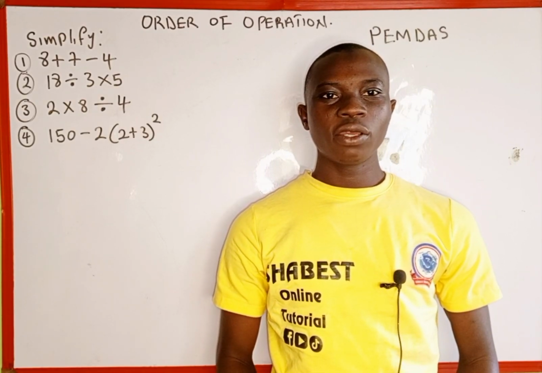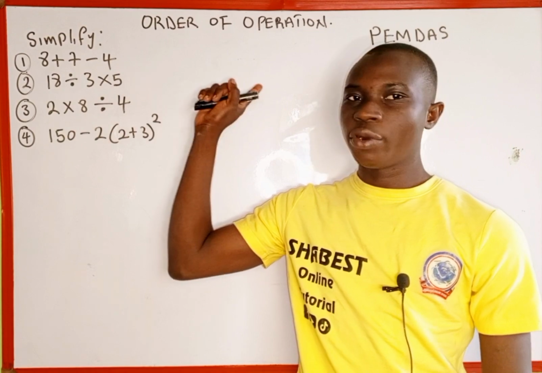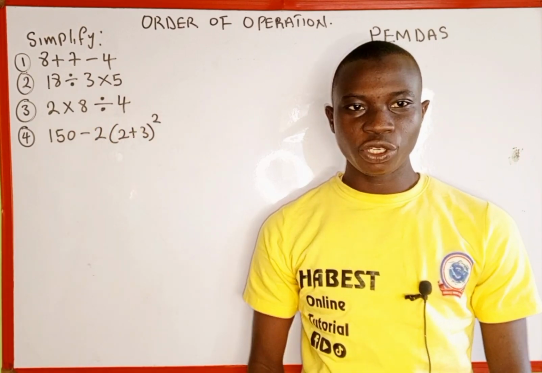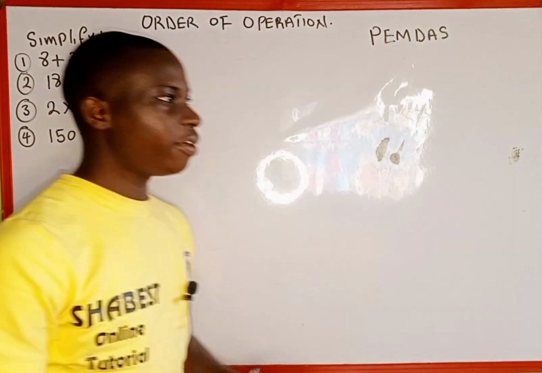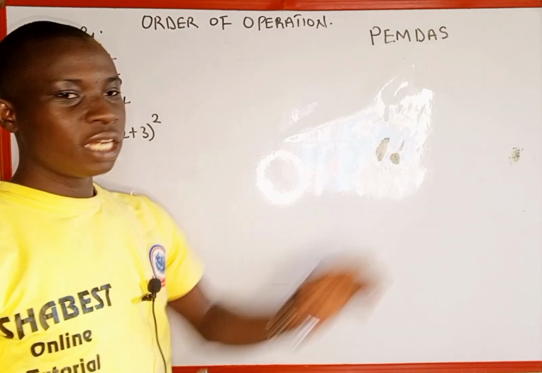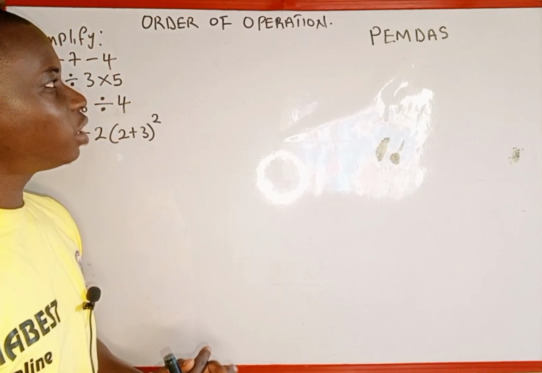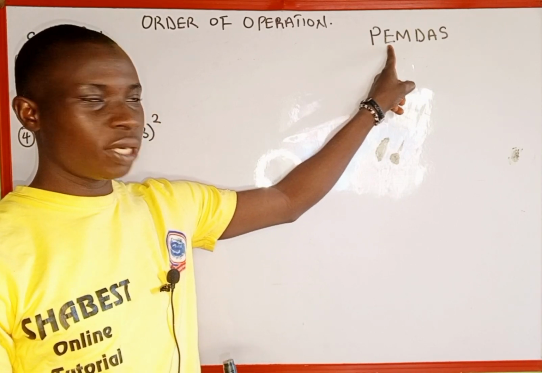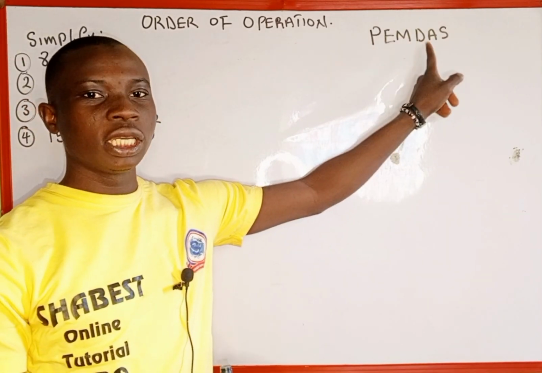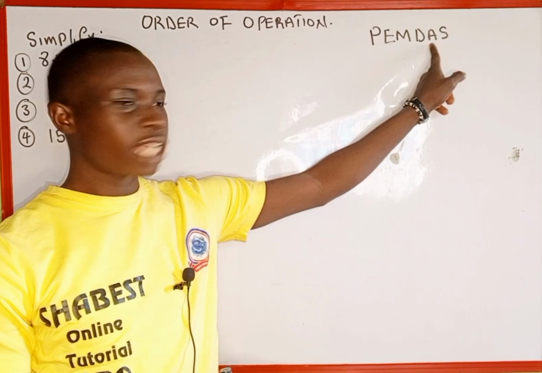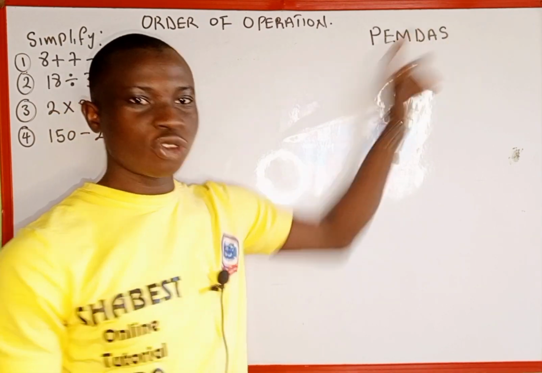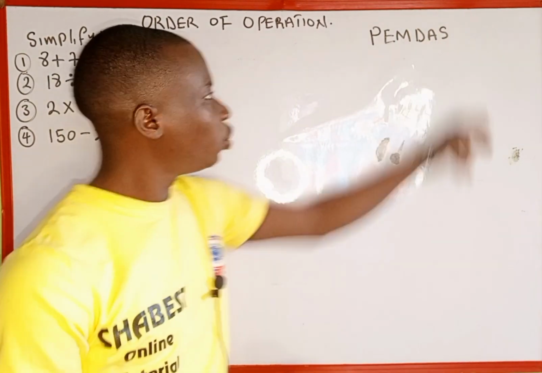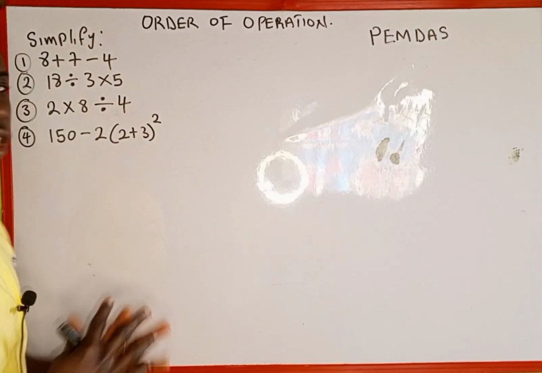In today's tutorial, we're going to learn how to use order of operation to simplify an expression. And what we're going to use is an abbreviation called PEMDAS. This PEMDAS is an abbreviation which means P stands for parenthesis, E is exponent, M is multiplication, D is division, A is addition, and S is subtraction. So this is what we are going to use to simplify this expression.